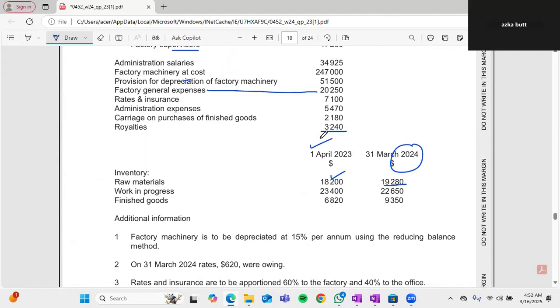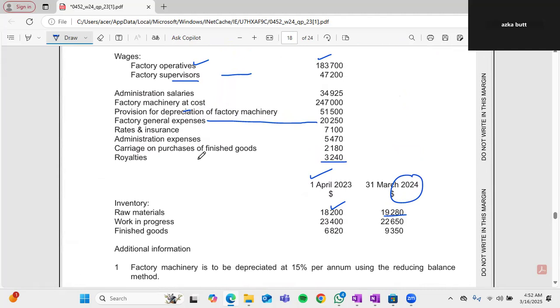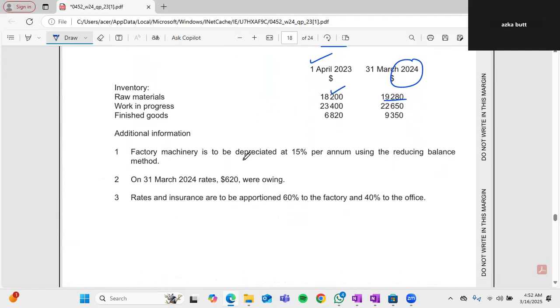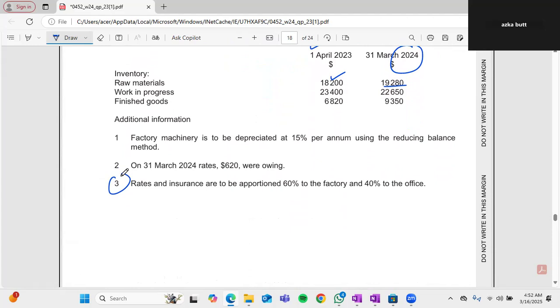Factory rates and insurance. So factory rates and insurance is 7,100. And you can see that there is an adjustment for the rates and insurance. They are saying that rates and insurance are to be apportioned 60% to the factory and 40% to the office. So now what does it mean?